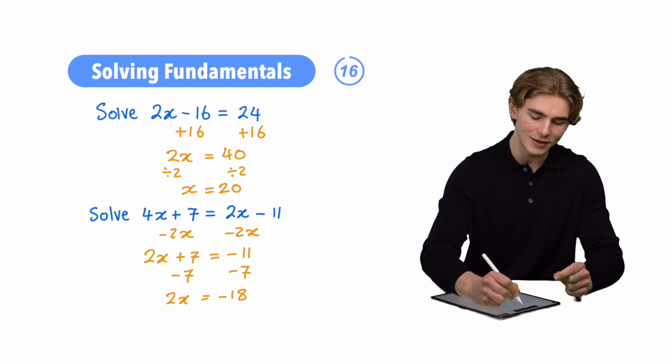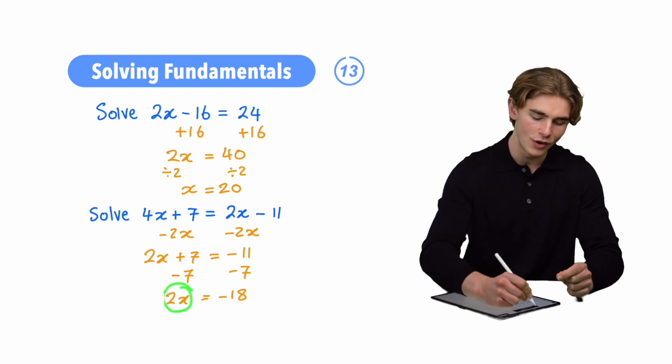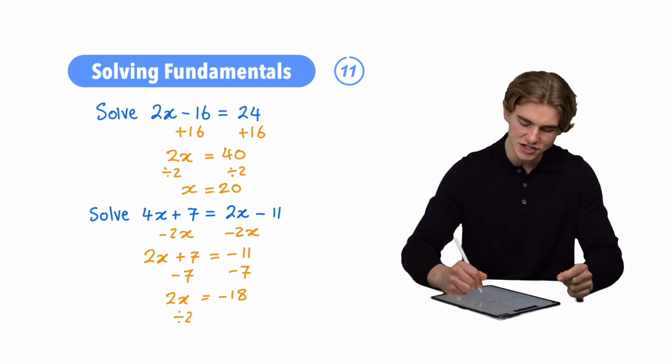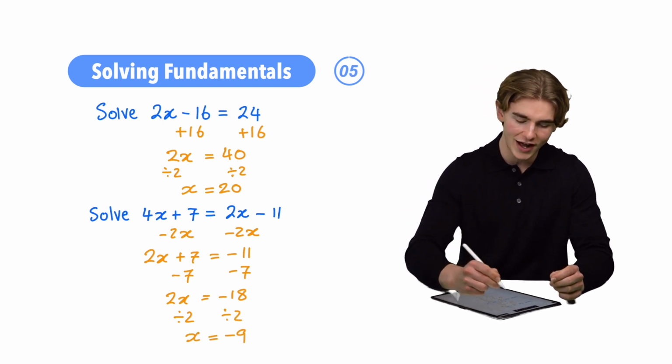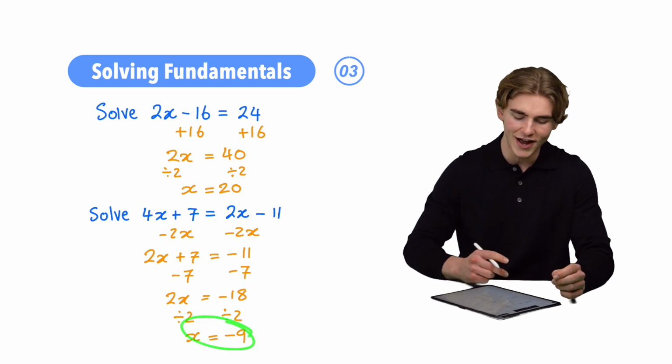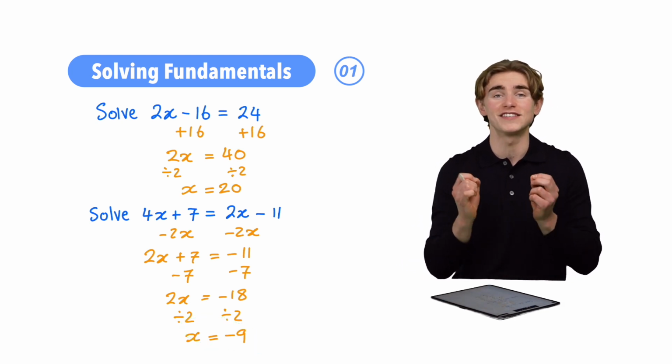And finally, at the moment, the x is being multiplied by 2, so we're going to divide both sides of our equation by 2. Divide by 2, divide by 2. When we do that, we're going to get x equals minus 18 divided by 2. That's going to give us 9, guys, giving us x equals minus 9 as our solution to the second question.